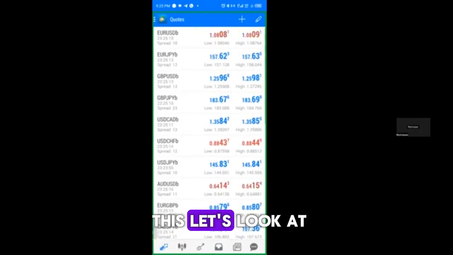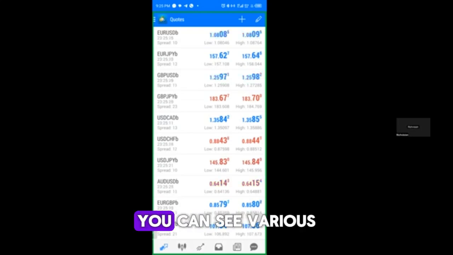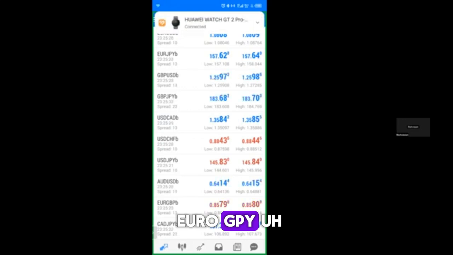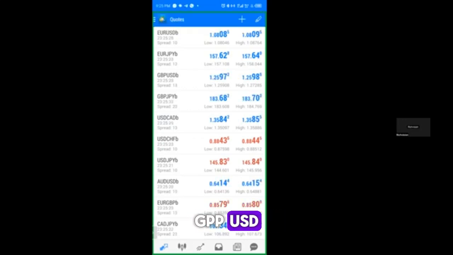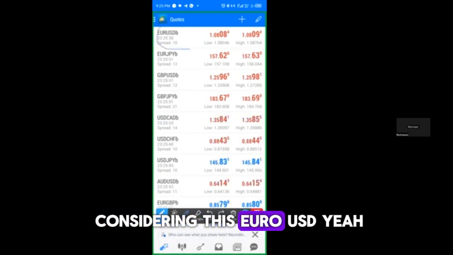All right. If you look at this, let's look at the very top. At the very top, you see Euro USD. You can see various pairs there. Euro USD, Euro JPY, GBP USD, GBP JPY, USD CAD, and so on and so forth like that. So here, let's say on the Euro USD, we are considering this Euro USD.